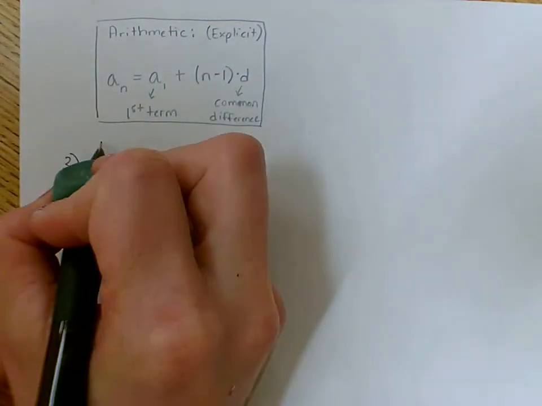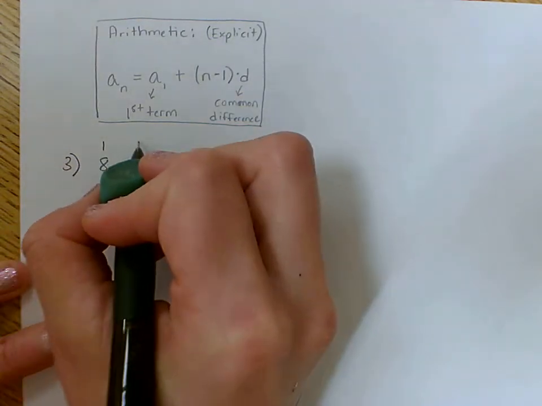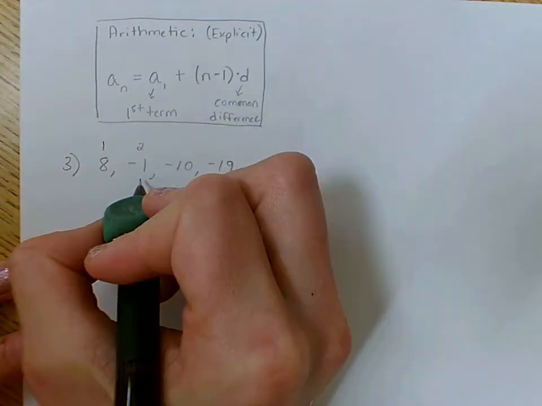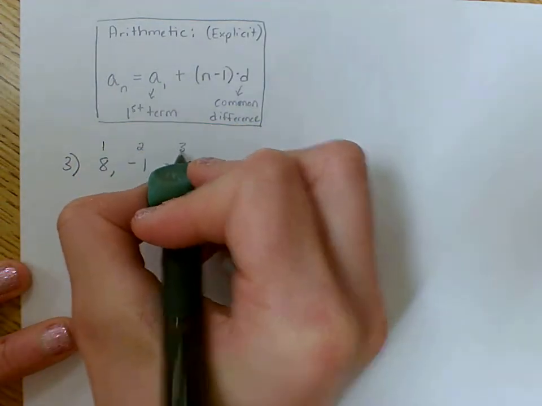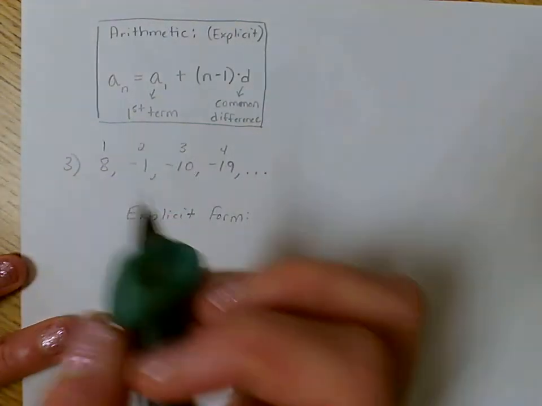So like this would be the first term. So what do I do to 1 to get 8? Okay, that would be your second term. Whatever I do here, I'd have to do the same thing to 2 to get negative 1. This is your third term. That's your fourth term. So your equation would have to work for every single thing.